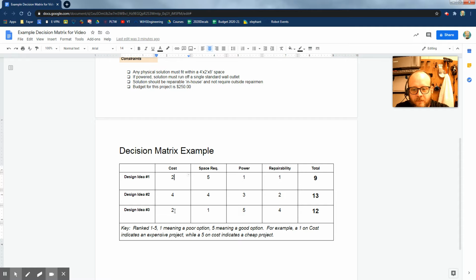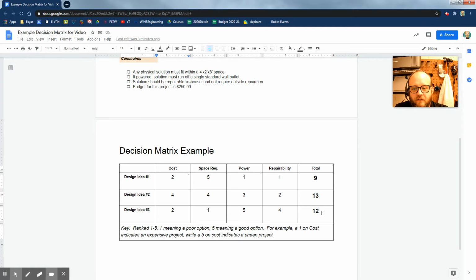The last one, design idea 3, has a cost value of 2. So again, a little bit more expensive. Space requires a 1, poor option. That means maybe it's way too big or won't fit in that exact space. Power is a 5, so that must be great. That probably means, hey, it just plugs right into the wall. And repairability is a 4. That means chances are most of the time your students could just repair it in-house. And you get a total value of 12.